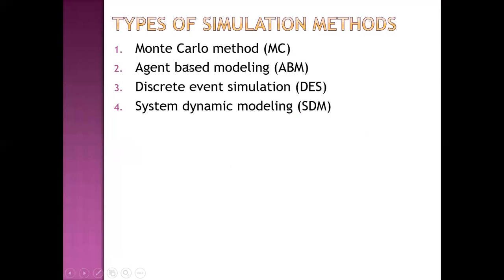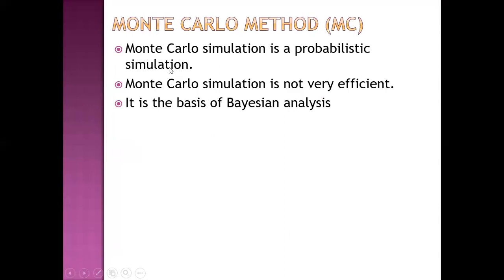And types of simulation. There are four types of simulation: Monte Carlo method, agent-based modeling, discrete event simulation, and system dynamic modeling. Monte Carlo simulation is a probabilistic simulation. Monte Carlo simulation is not very efficient, and it is the basis of Bayesian analysis, and there are numerous applications of Monte Carlo simulation.